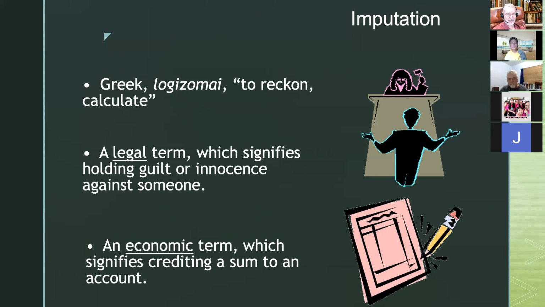There it is. The logizomai or imputation simply means to make a note of, to do the paperwork on a guilt or innocence, the amount of money in a bank account, whatever it happens to be. And it's a very important thing. If you've ever had a dispute with the bank over how much money is in the account, you know how important it is to get it right. This is a big deal.